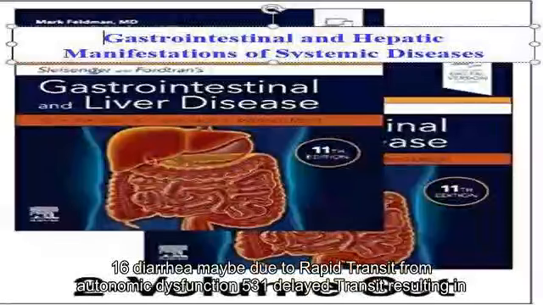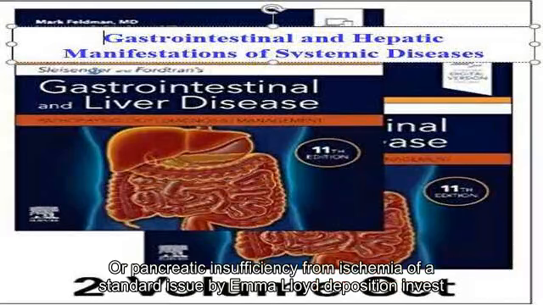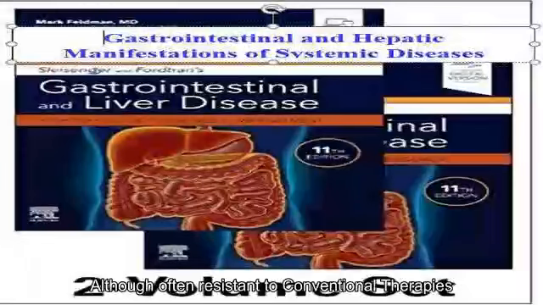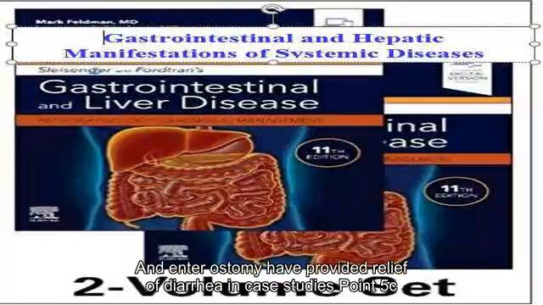Diarrhea may be due to rapid transit from autonomic dysfunction. Delayed transit resulting in SBBO, bile acid malabsorption from fast transit or SBBO, or pancreatic insufficiency from ischemia of acinar tissue by amyloid deposition in vessels. Although often resistant to conventional therapies, somatostatin analogues and enterostomy have provided relief of diarrhea in case studies.